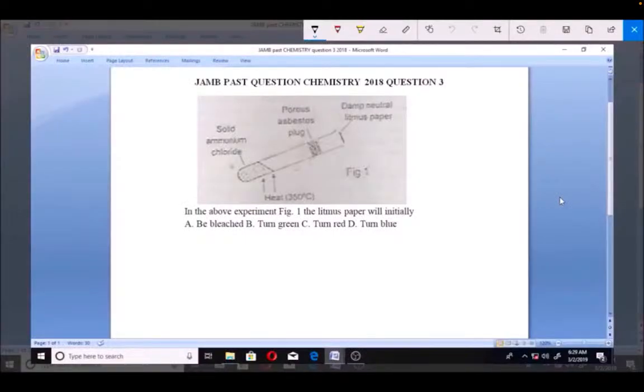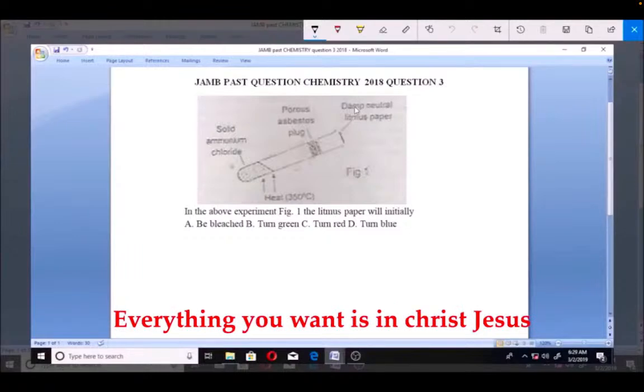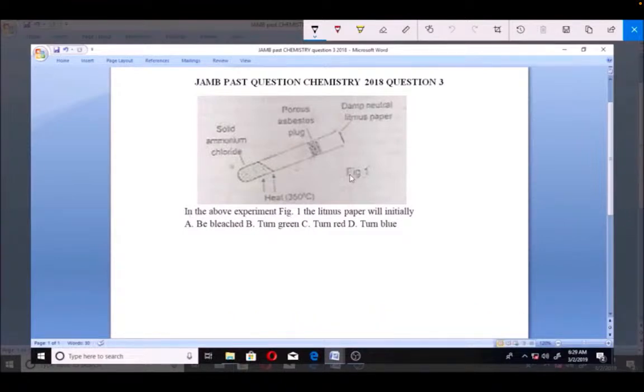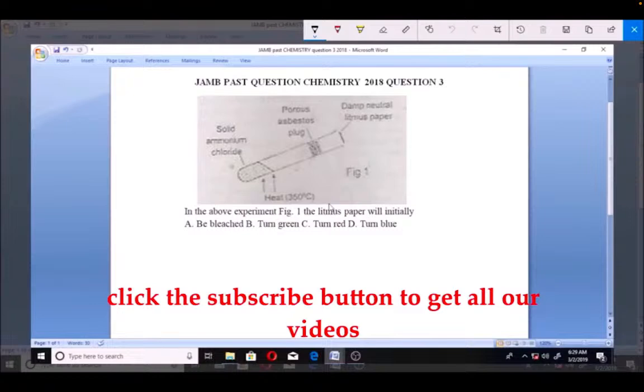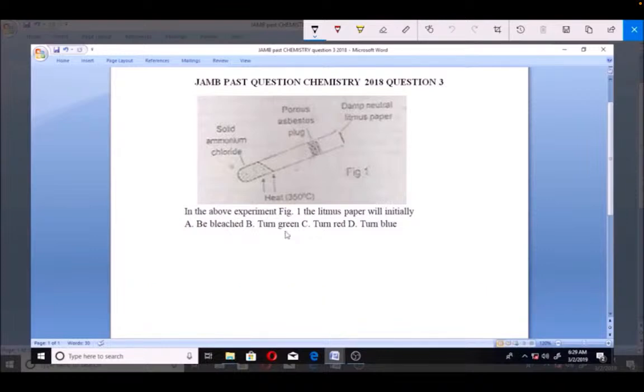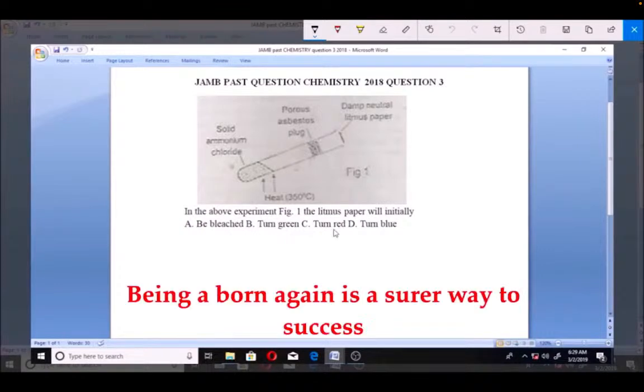Hello, welcome. Let's look at this JAMB past question, Chemistry 2018, question number 3. In the above experiment, Fig 1, the litmus paper will initially be: A. placed, B. turn green, C. turn red, D. turn blue.